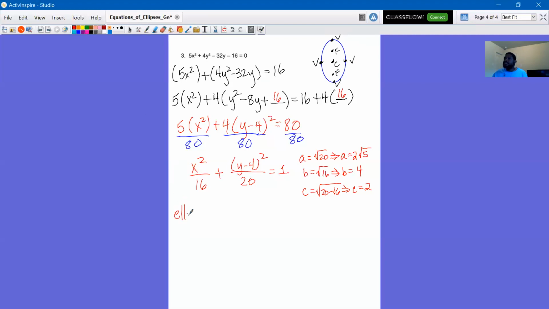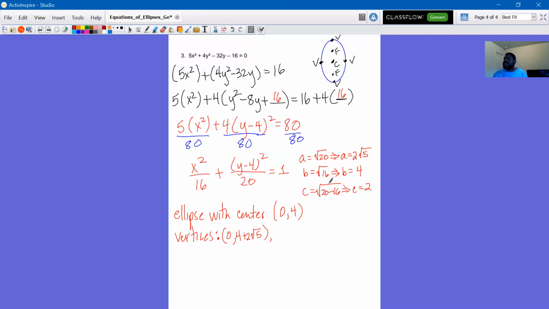So we have an ellipse with center 0, 4, vertices. Because it's stretched vertically, what we want to do is add a to the y coordinate of the center. So that's 0, 4 plus 2 square root of 5.